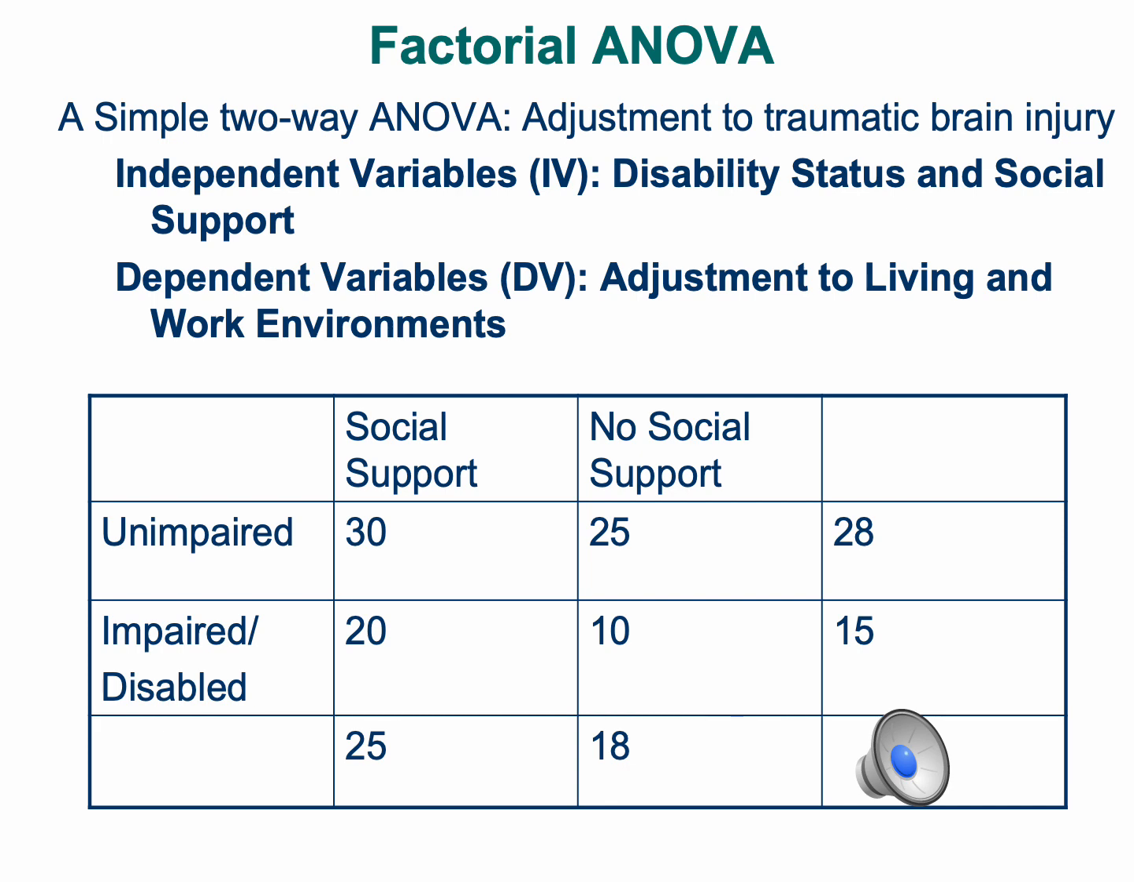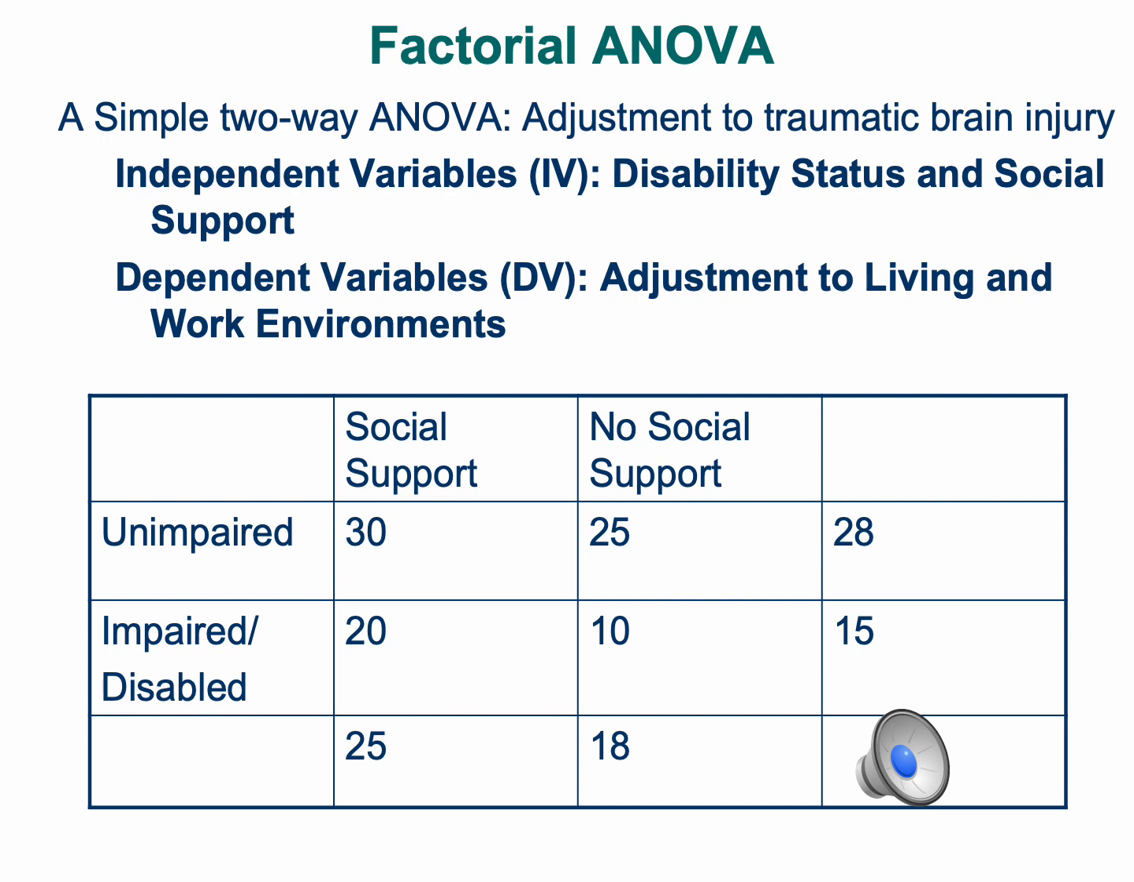Then up at the top you see social support as an independent variable. So you have patients with a lot of social support versus those with no social support. And here you see a theoretical statement of what their levels of adjustment to living might be after their injury. My dependent variable is adjustment to living in working environments, represented by those numbers. So we look across the table. If you look just at the main effect for disability status, you compare patients who are unimpaired to those who are impaired, regardless of their social support.